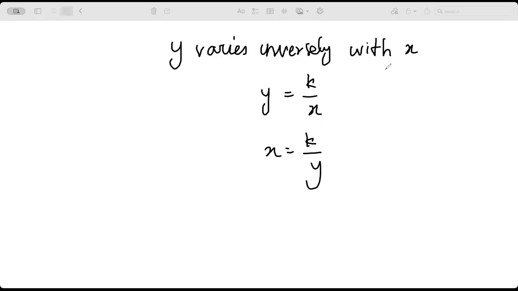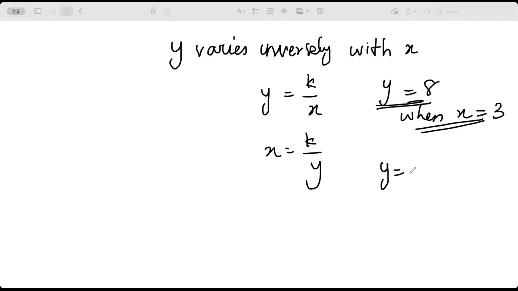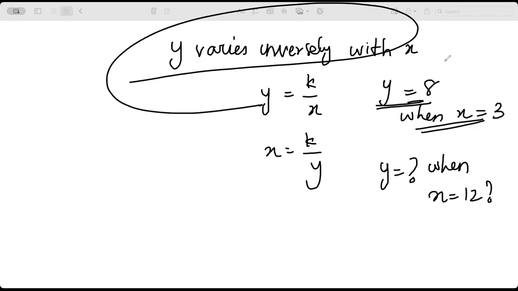Okay. Now, I'm saying they are inversely varying, and I say y equal to 8 when x equal to 3. And I want you to find out what is y when x equal to 12. I am saying that they are inversely varying. I am saying that y equal to 8 when x equal to 3. That means what is that you can get from there? If they vary inversely, just plug them in.